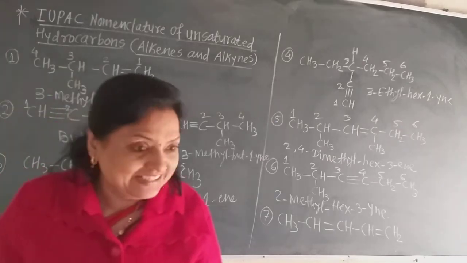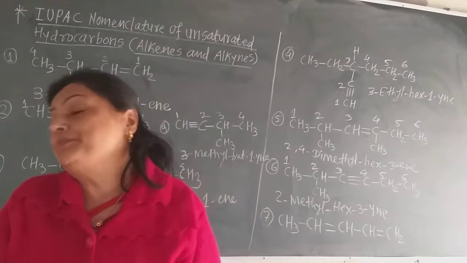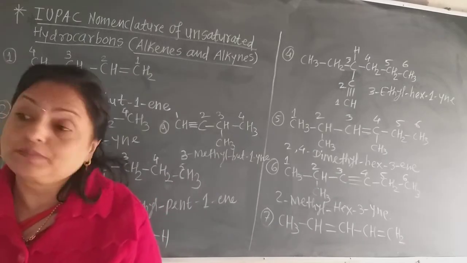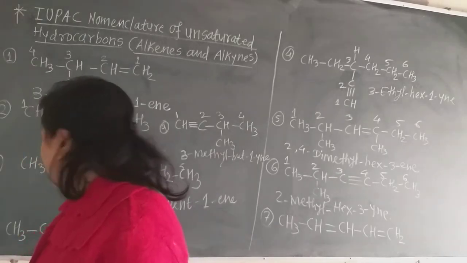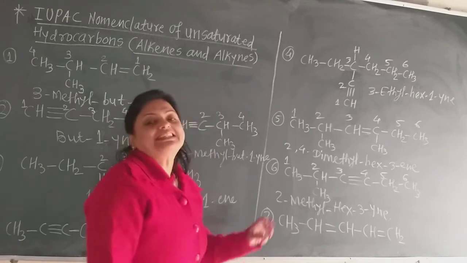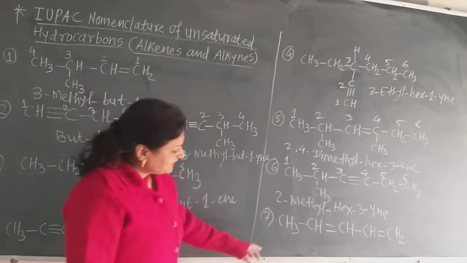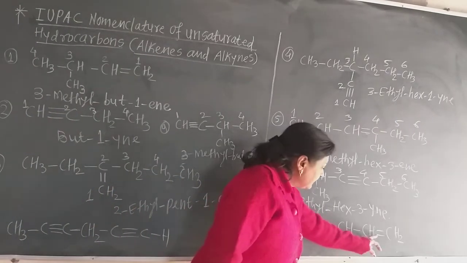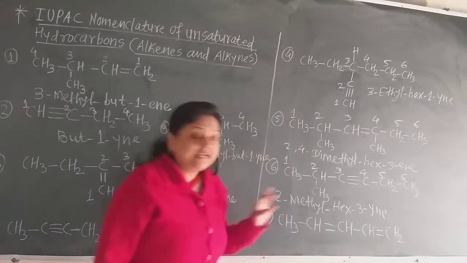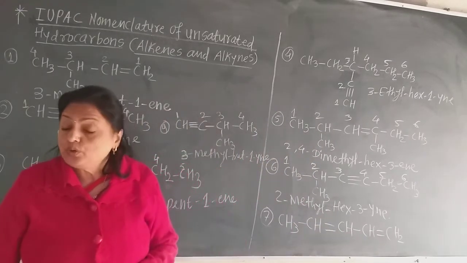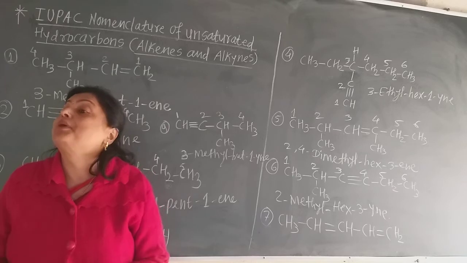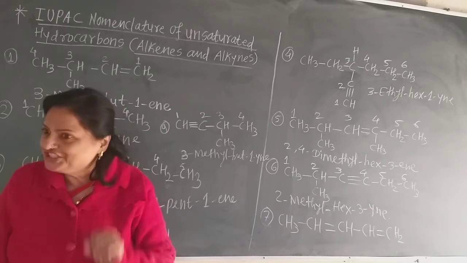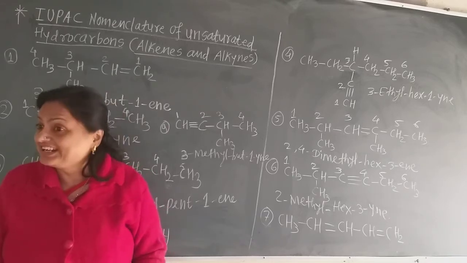Divinyl or diene will be there. Then how the numbering is given and how the IUPAC name of that compound is written. Now first let us see this 7th example. In this 7th example we are seeing that there are 2 different carbon atoms where there are double bonds, at 2 different positions.